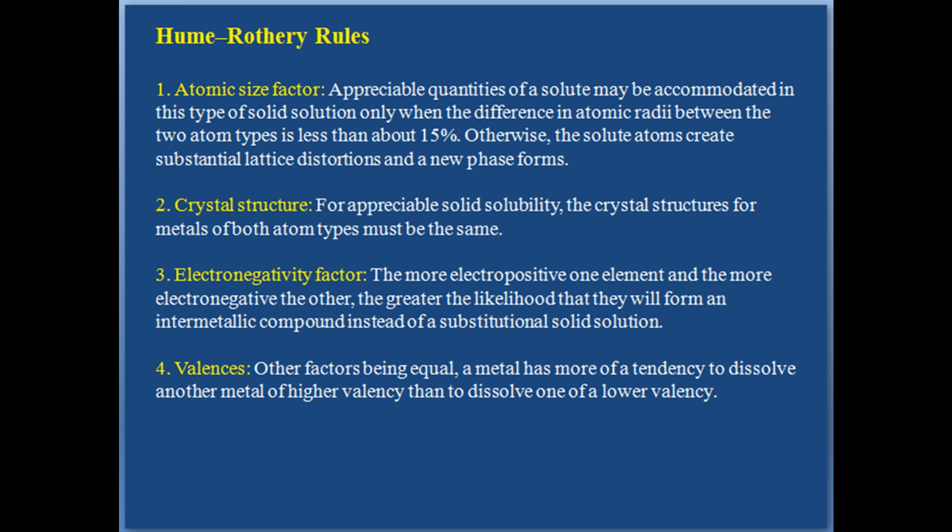First is the atomic size factor. Appreciable quantities of solute may be accommodated in this type of solid solution only when the difference in atomic radii between the two atom types is less than about ±15%. Otherwise, the solute atoms create substantial lattice distortions and a new phase forms. The second is crystal structure. For appreciable solid solubility, the crystal structures for metals of both atom types must be the same.